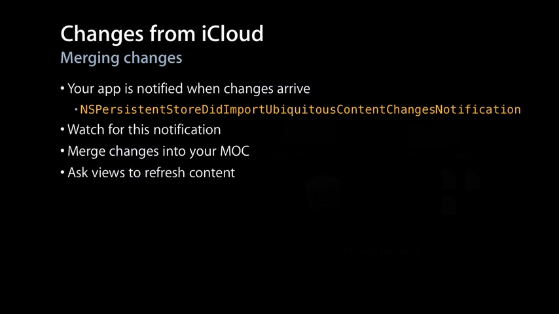So let's take a look at how to deal with changes that come in from iCloud. I mentioned before that there's this NSPersistentStoreDidImportUbiquitousContentChangesNotification. And this is going to be the notification that Core Data calls anytime there's new content that's come in from iCloud. Your application wants to watch for this notification and make sure that it merges any changes into your managed object context. This is also the perfect opportunity for you to ask any views that might be affected by these changes to refresh their content.